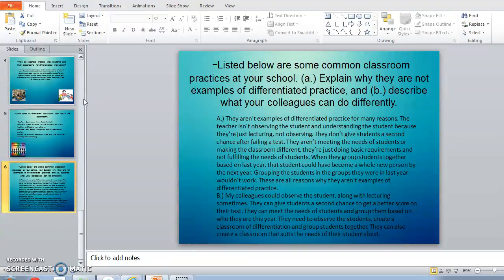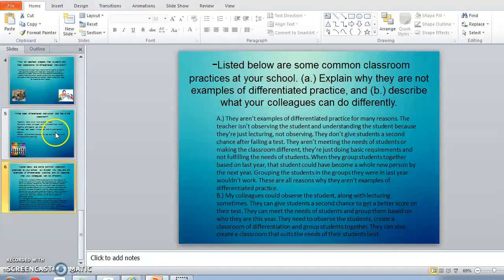But I think that you can meet the needs of the student and then group them based on who they are this year and observe them, create a classroom of differentiation, and group those students together. And obviously, always do what's best for your students and what suits their needs.